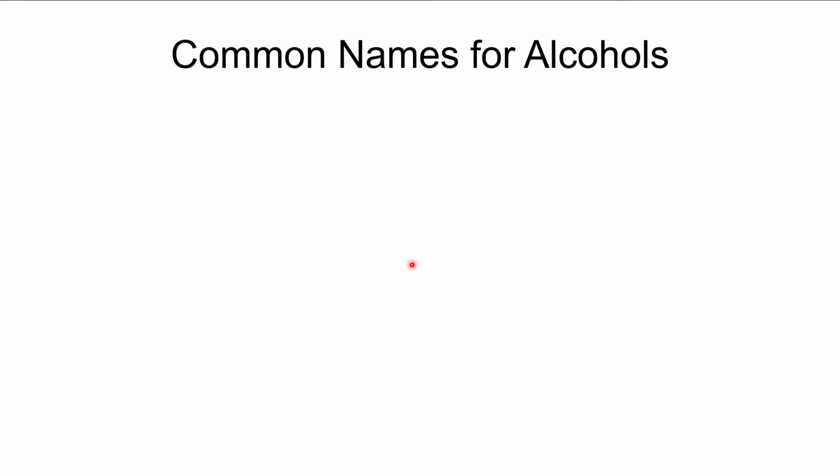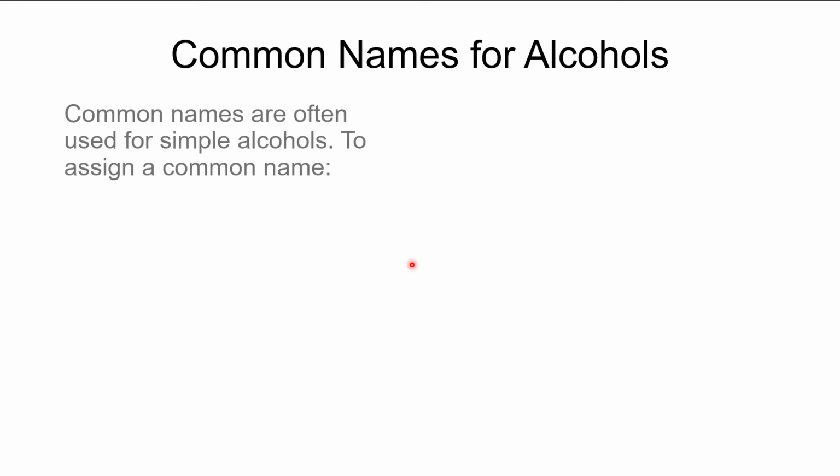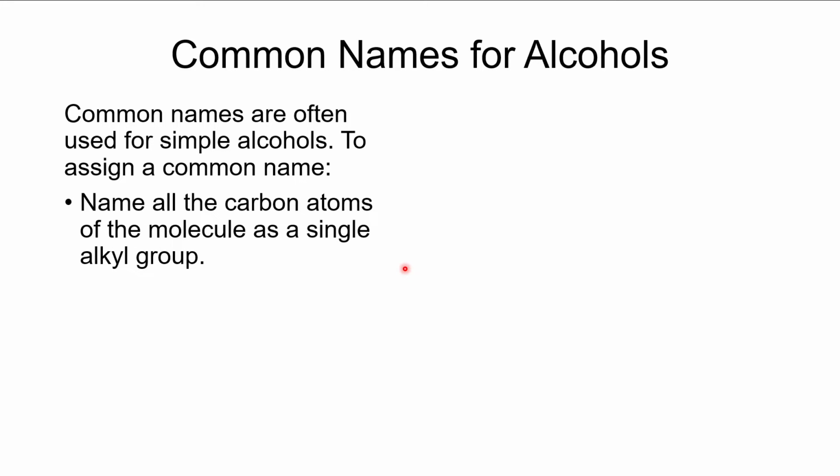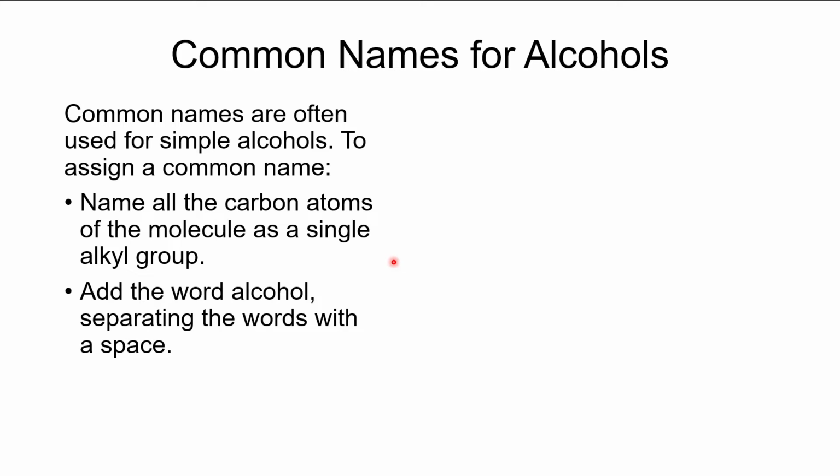There are common names for alcohols, and sometimes those will be extremely useful, and sometimes they won't be as useful. The common names for the simpler alcohols are alcohols where we can name an alkyl group with a particular common name. So you name all of the carbons in the molecule as a single alkyl group, and then just add the word alcohol to it. And so a couple of examples of this would be like methyl alcohol. Now, typically we would call this methanol, but this methyl alcohol is one name that we can give this. It's a common name.